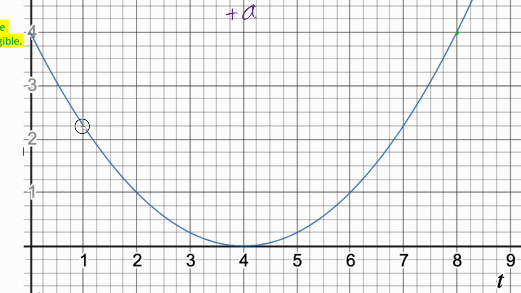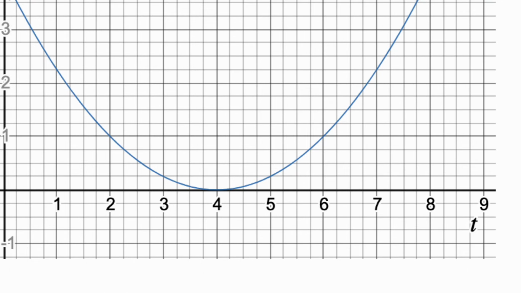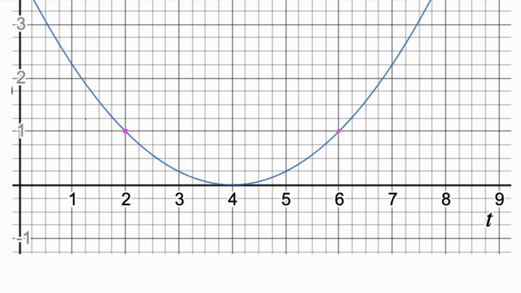So let's take a look over the following time interval. I'll use a different color here. I'll use fuchsia. So let's take a look at the 2-second mark, and then let's take a look at the 6-second mark. So if you were to take a snapshot of the object at the 2-second mark and the object at the 6-second mark, they are in the exact same position. Hence, the slope of this line is 0.